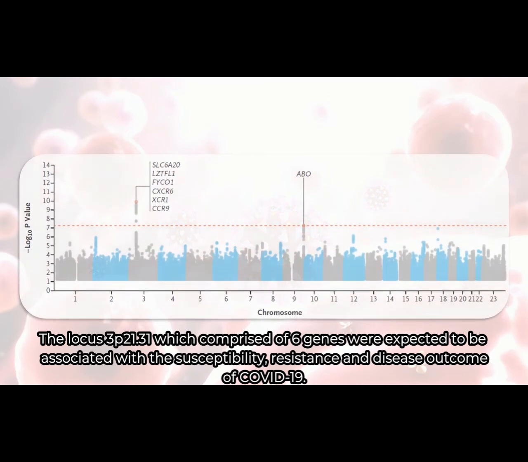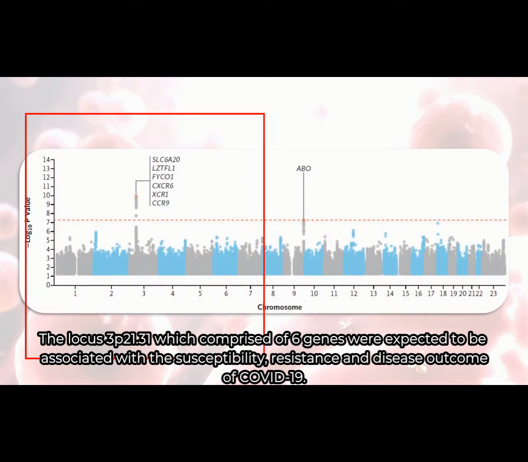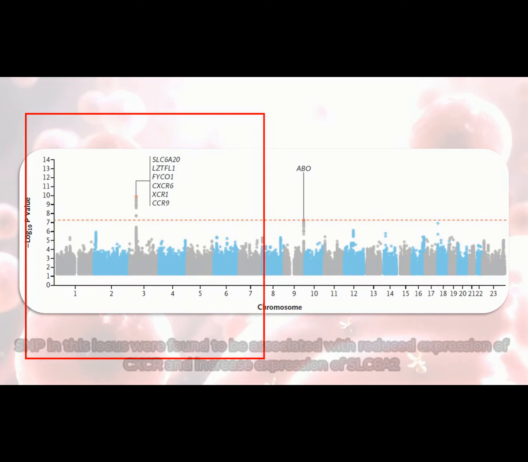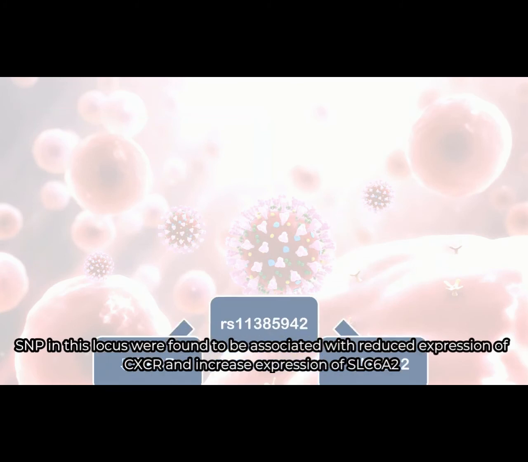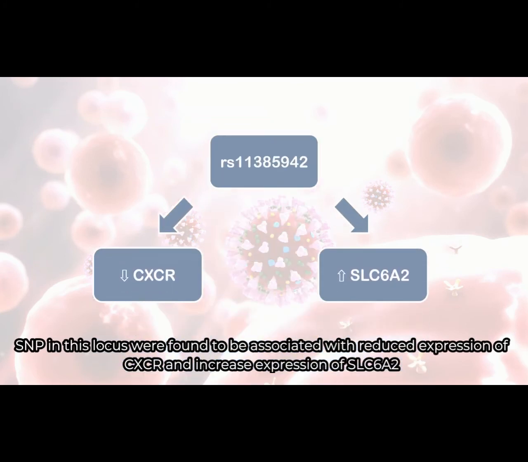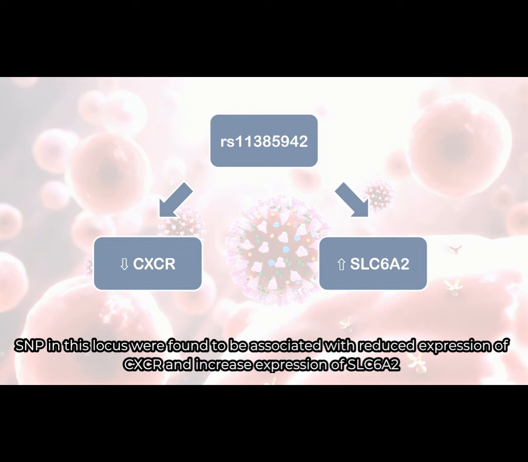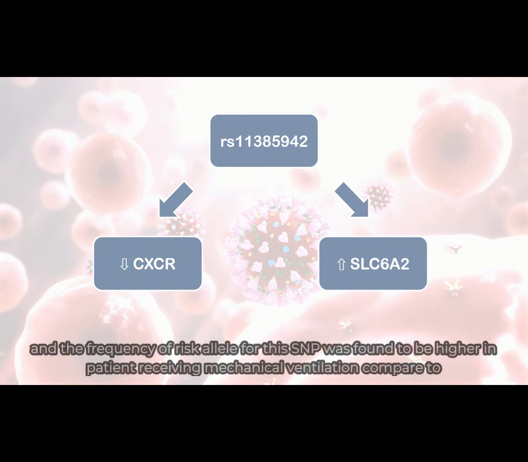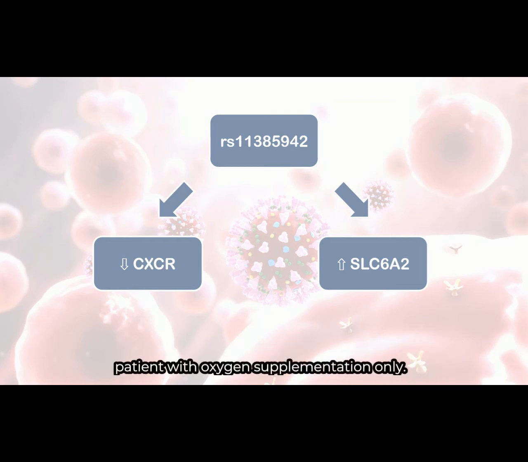The locus 3p21.31, which comprises 6 genes, was expected to be associated with the susceptibility, resistance, and disease outcome of COVID-19. SNPs in this locus were found to be associated with reduced expression of CXCR6 and increased expression of SLC6A20, and the frequency of the risk allele for this SNP was found to be higher in patients receiving mechanical ventilation compared to patients with oxygen supplementation only.